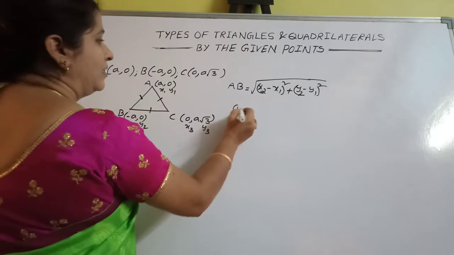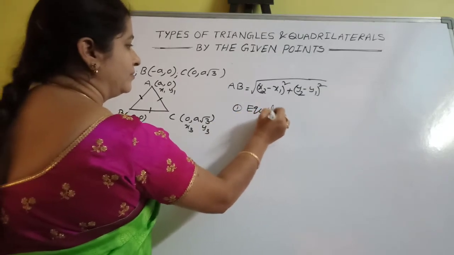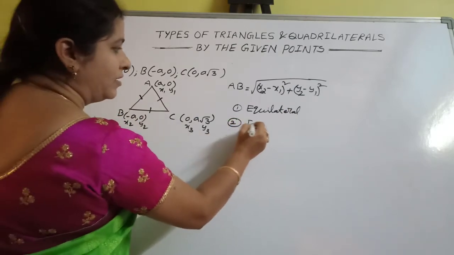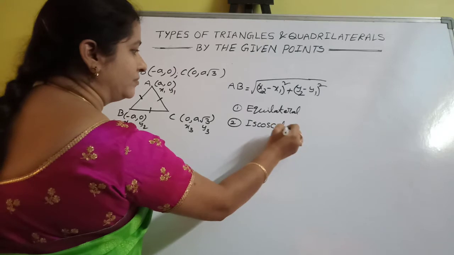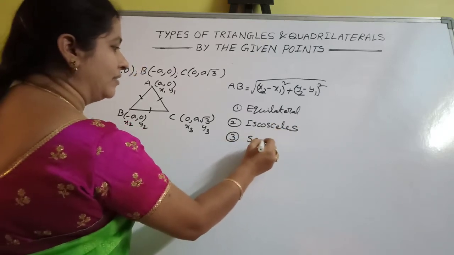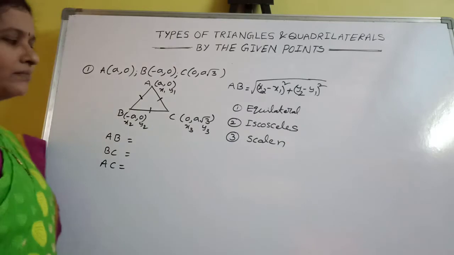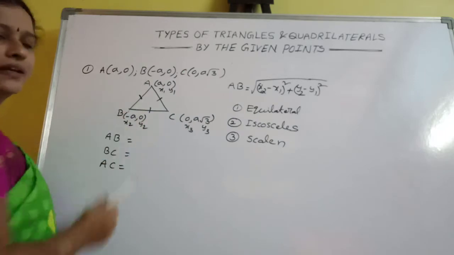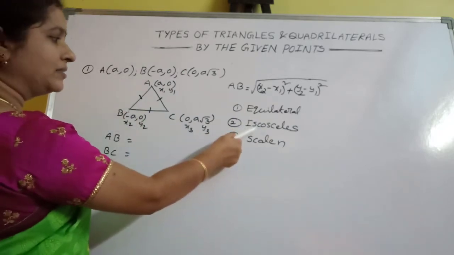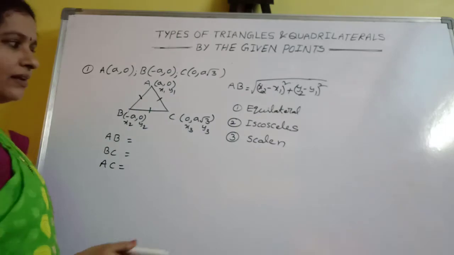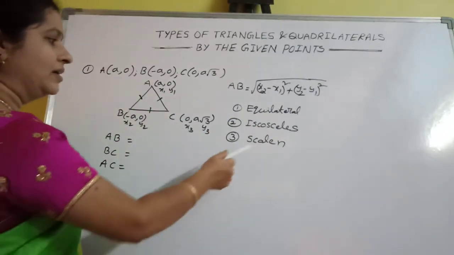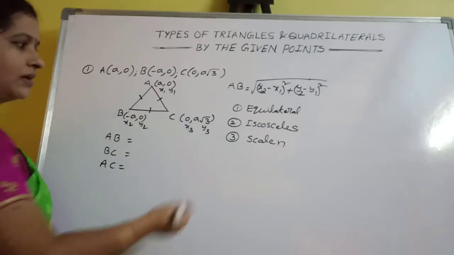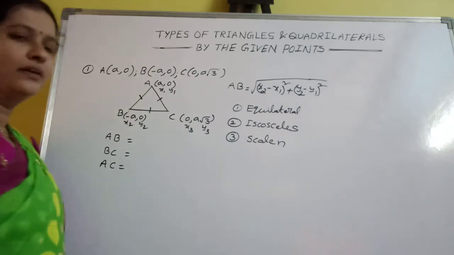First one is the equilateral triangle. Second one is the isosceles triangle. Third one is the scalene triangle. In an equilateral triangle, all the 3 sides are equal. An isosceles triangle means in a triangle any 2 sides are equal. A scalene triangle means all the 3 sides have different values. So these are the properties of the 3 triangles.